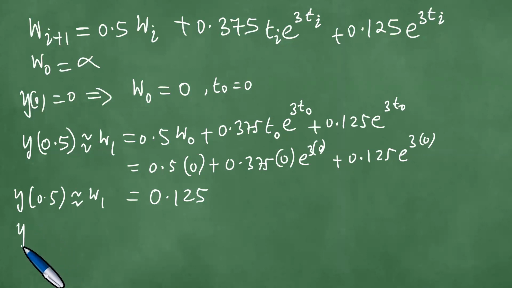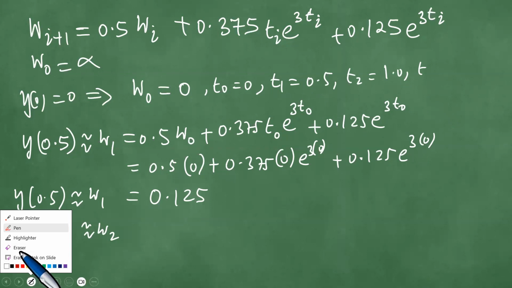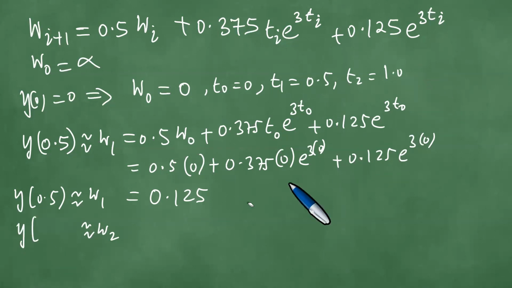Now we're going to do the next one, so we're going to estimate w_2. But w_2 is at what? At t_2, because t_0 is this one, t_1 is when we add the h, 0.5, and t_2, you add h, you get 1.0. We don't go to t_3 because t is between 0 and 1. We would go up to 1.5 and higher, but there's no need. So we have this one at 1.0, which approximates w_2.